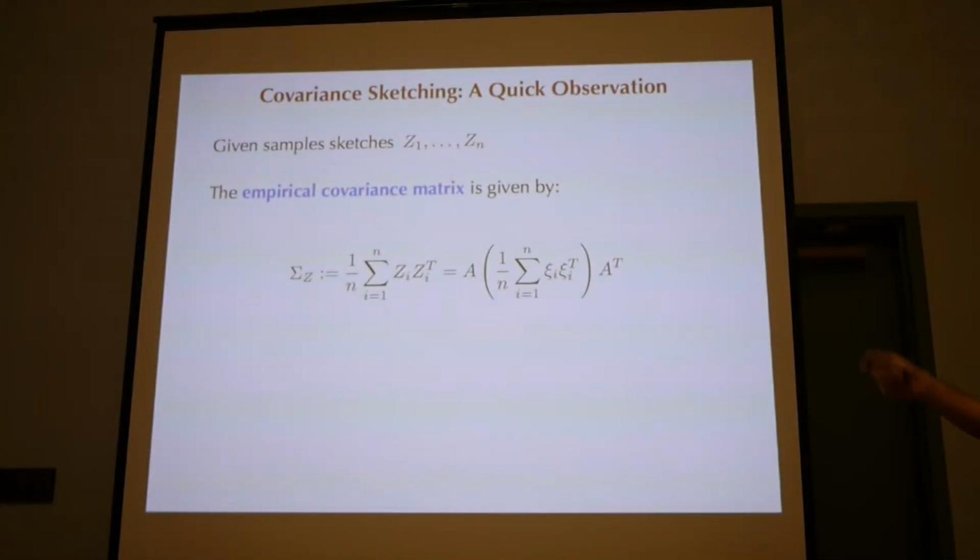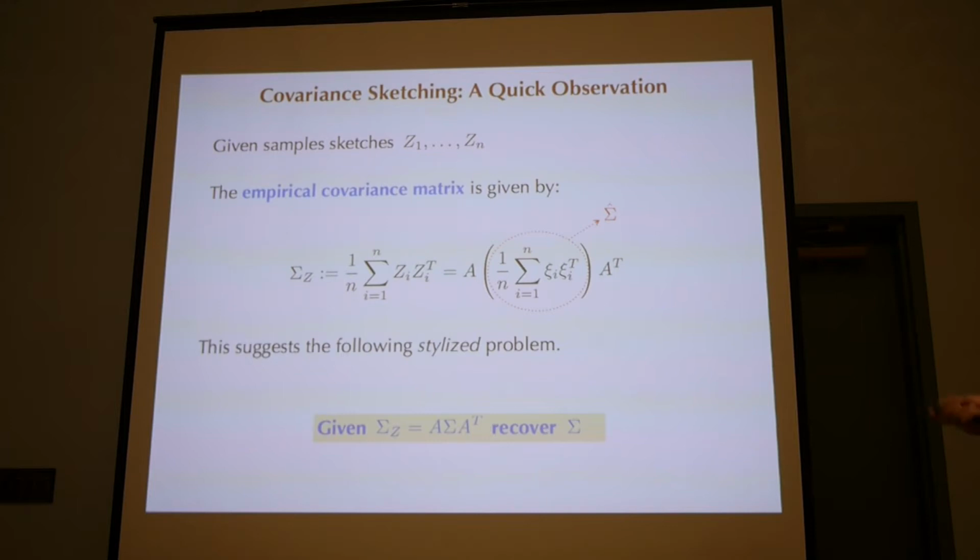Here's a quick observation. If you have these sample sketches, you can work out what the sample covariance matrix of Z looks like. It just looks like A sigma hat A transpose, where sigma hat is the sample covariance matrix. This is a basic probability calculation. And this suggests the following stylized problem: given A sigma A transpose, can you recover sigma?